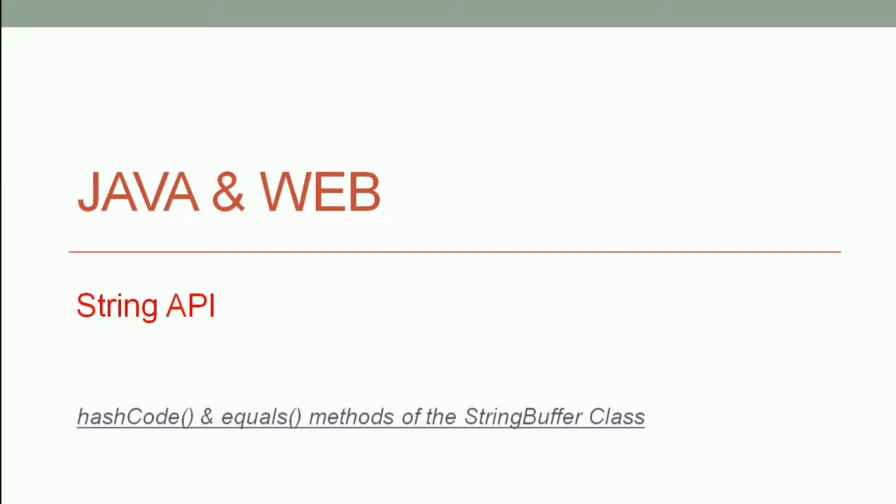We know that the class String inherits the methods hashCode and equals from the class java.lang.Object, and after inheriting these methods, the class String overrides them. But the StringBuffer class only inherits these methods from the class java.lang.Object and never overrides them. That's how the default implementation of these methods in the class Object is used by the class StringBuffer.